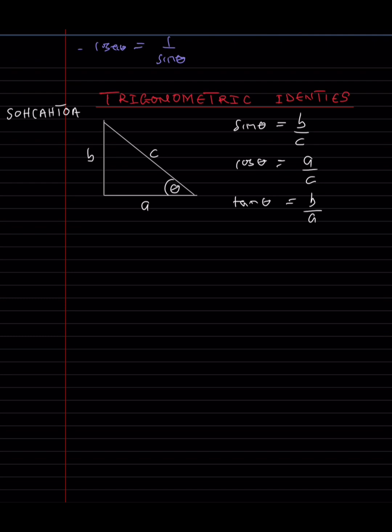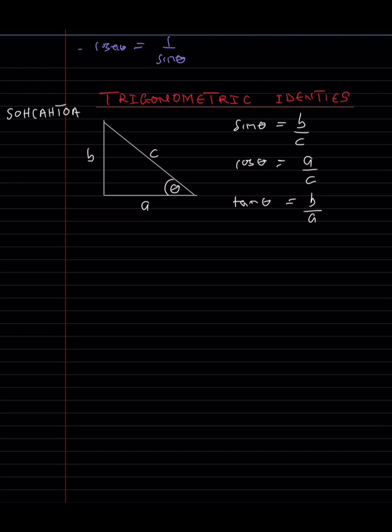In my previous tutorial, we were able to talk about the various trigonometric ratios, including sine theta, cos theta, and tan theta. We were also able to establish the various reciprocals of the main trigonometric ratios, which are the cotangent, the cosecant, and the secant.